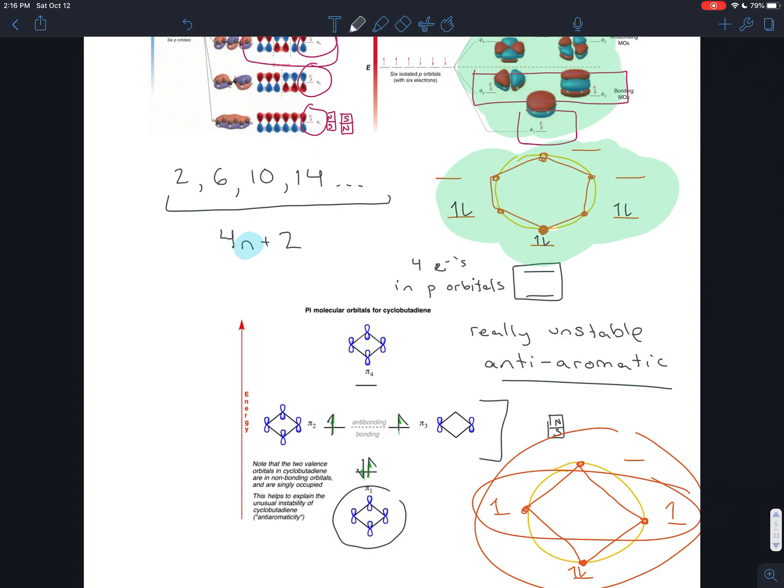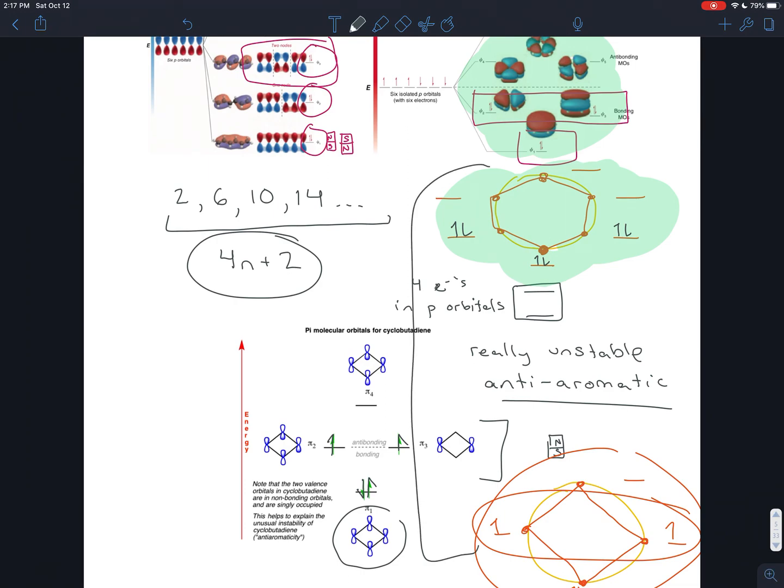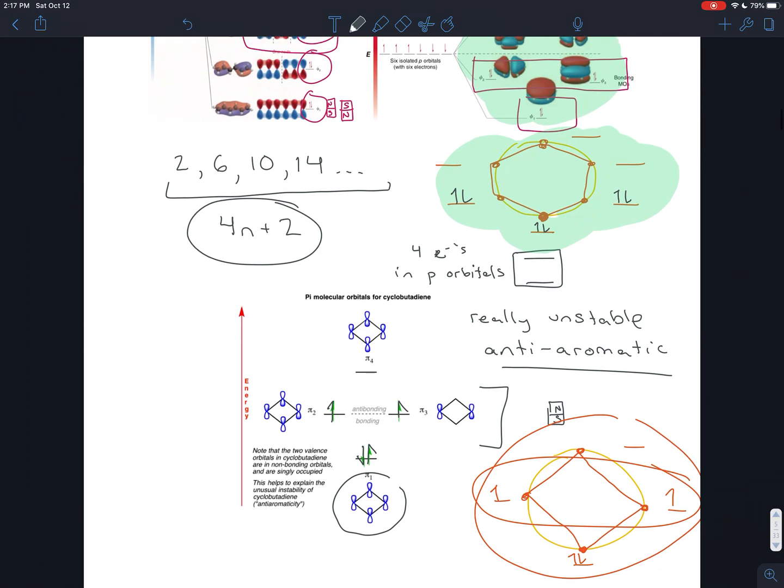So for example, if n is 0, then 4 times 0 is 0 plus 2, and we get our first number from what we saw in the Frost circles. If n is 1, then we get 4 plus 2, we get 6, our second number, from what we saw was aromatic in the Frost circles. If n is 2, then we get 8 plus 2, 10, that's our third number, and so on. So this n is just a variable that's summarizing a series that people noticed when you draw out these molecular orbitals for all these conjugated rings.